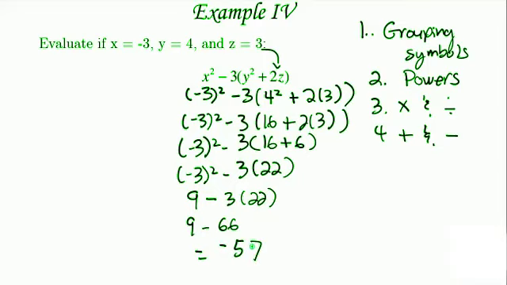Again, the first thing I had to do here was substitute in the values for the variables. Then I had to eliminate my parentheses, evaluate a power, multiply, subtract to get -57.